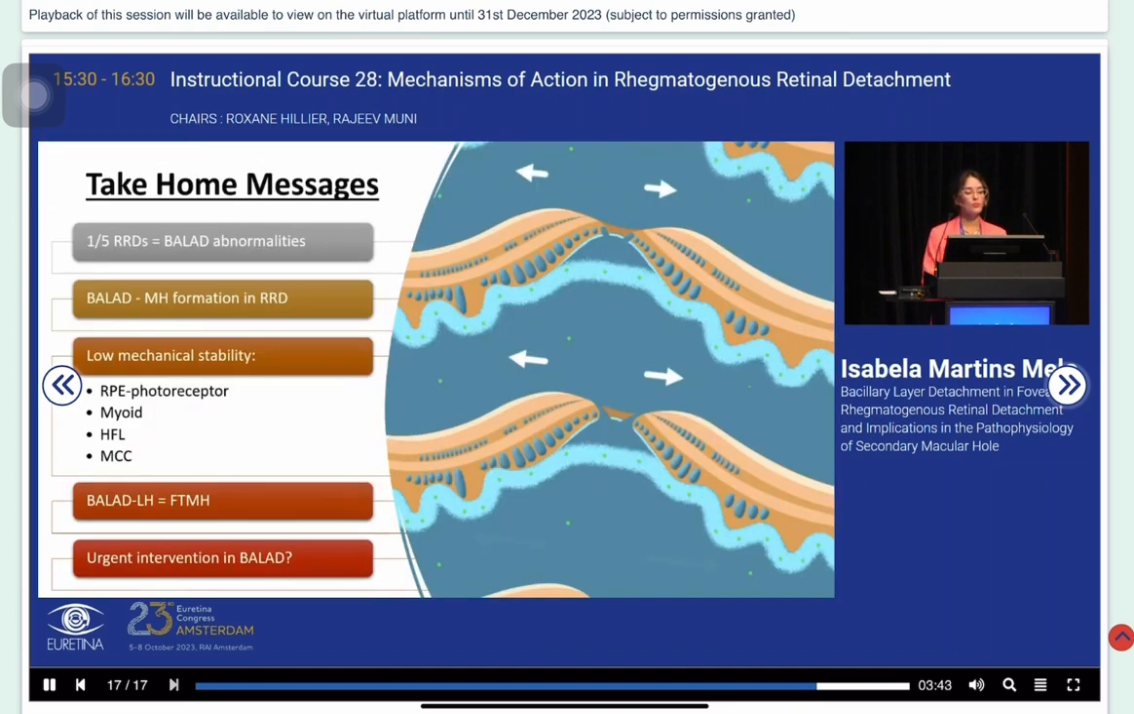So in conclusion, we need to remember that almost 20% of RDs may have schisis abnormalities, and schisis is crucial in the formation of macular hole due to four areas of low mechanical stability, which are the RPE photoreceptor interface, the myoid, the Henle fiber layer, the foveal walls, and the Müller cell cone. And once you get a lamellar hole, you will progress to a full-thickness macular hole. Therefore, urgent intervention in documented cases of schisis may be beneficial.